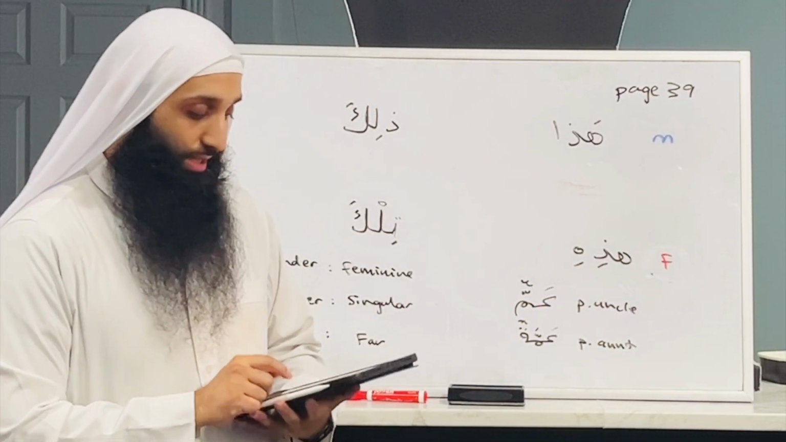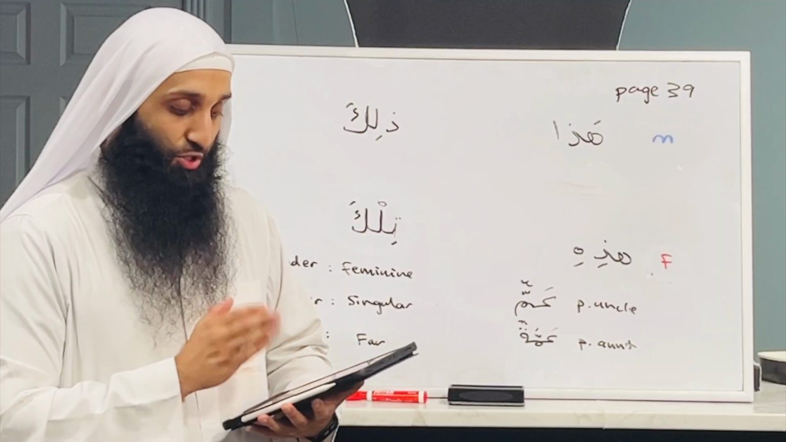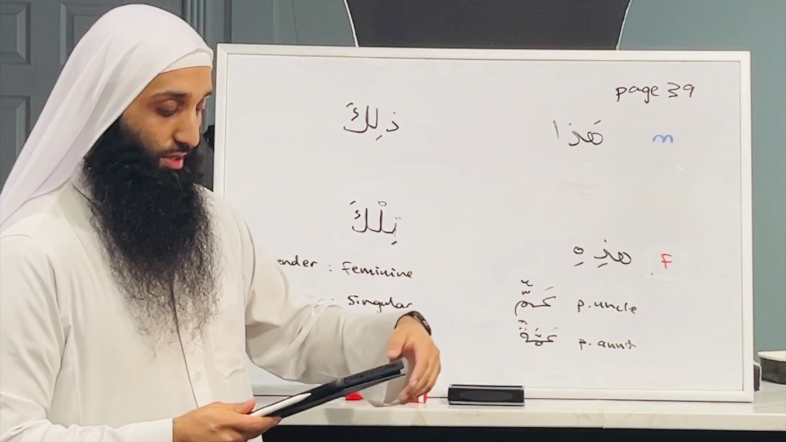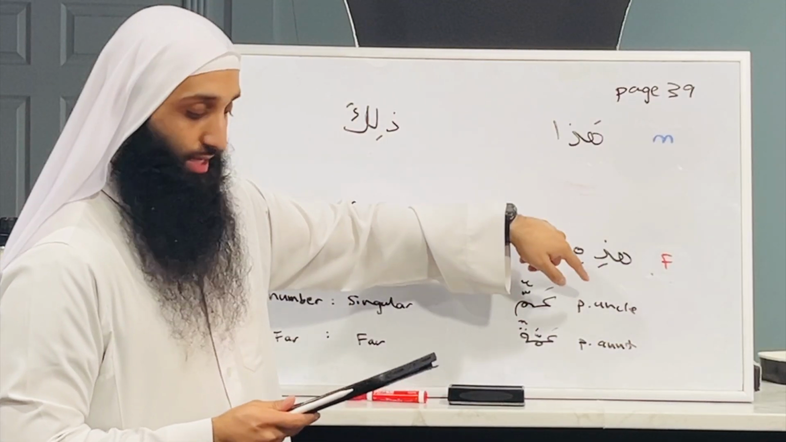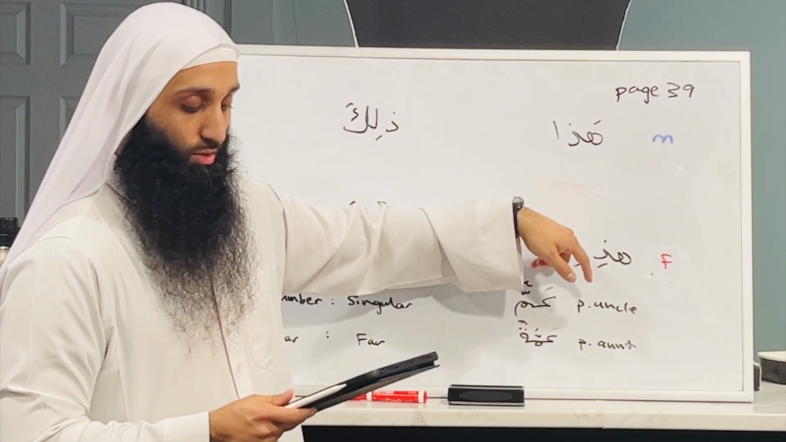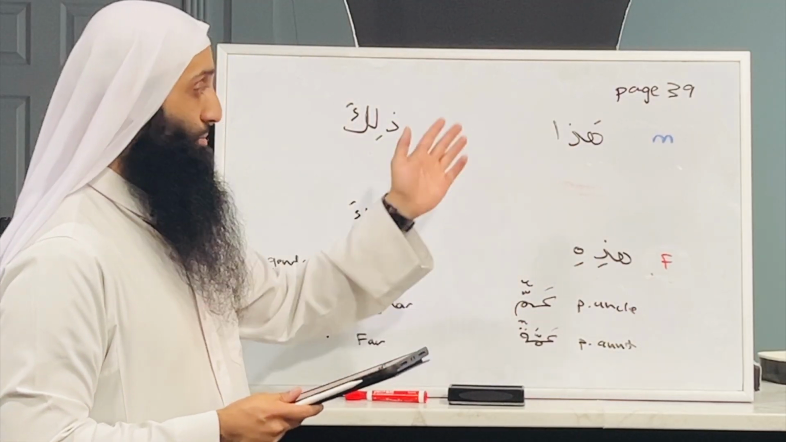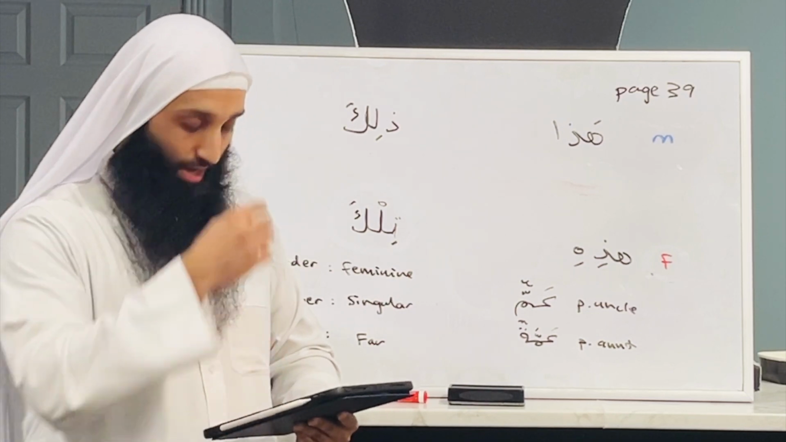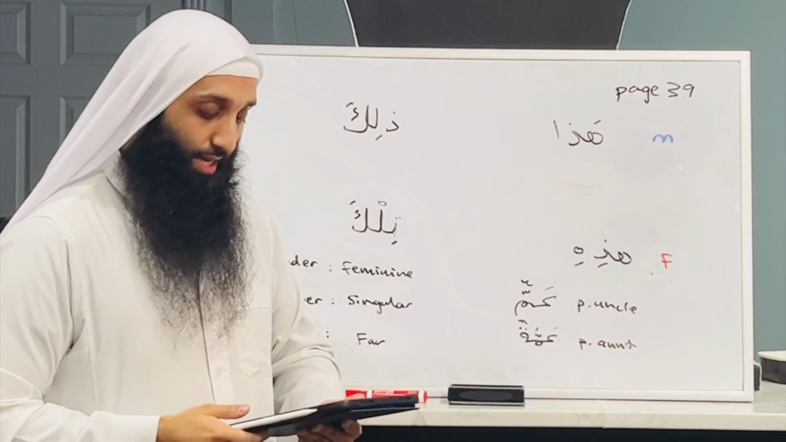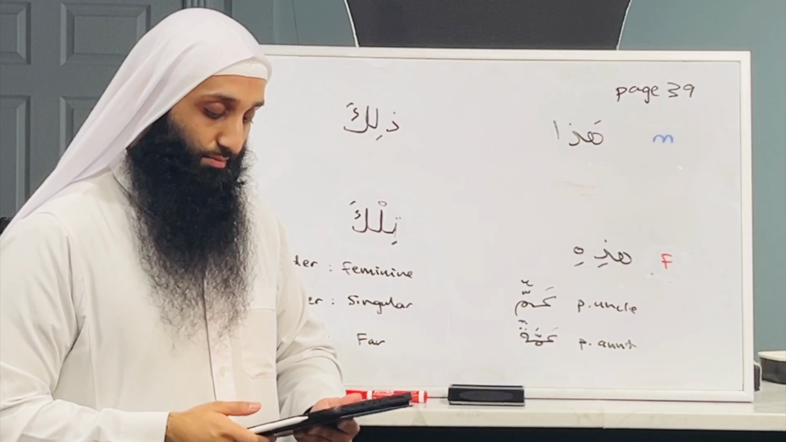Asma'ul ishara lil qarib. That's the first column. The words you use to point out something close. So you say hadha and hadhihi. Hadha Muhammadun wa hadhihi Aminatu. Hadha is for what? Masculine and near. That's why it says lil qarib, right? And hadhihi is for feminine and near.